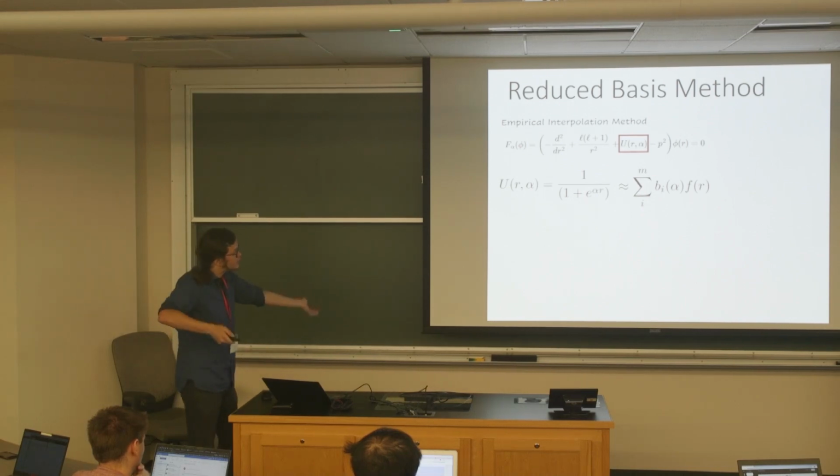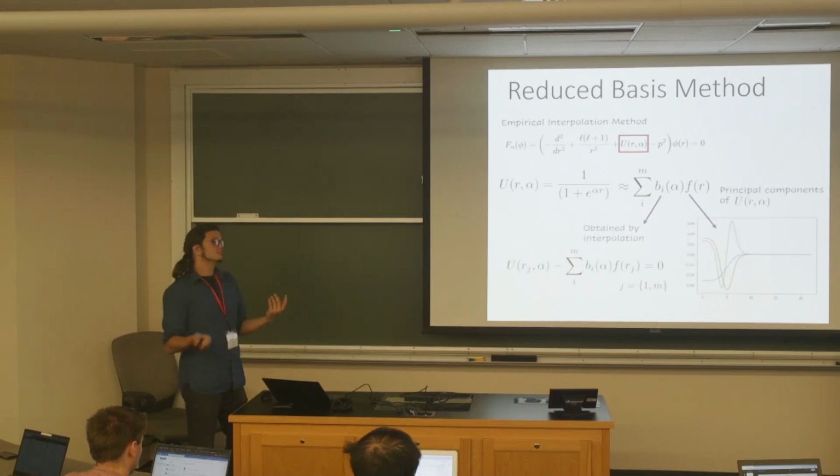And the idea that we use is exactly the same as what we did with the wave functions. I'm going to expand my interaction as a linear combination of things, one of which depends on the coefficients, and the other one only depends on r. And then you build a reduced basis for your potential. In the same way, you just find principal components of this thing. And the coefficients, you obtain them by something called the empirical interpolation.